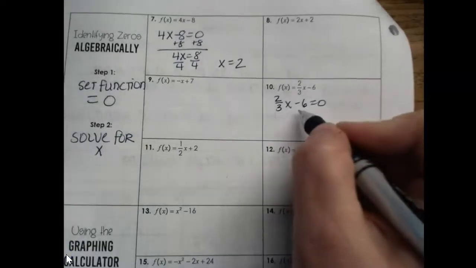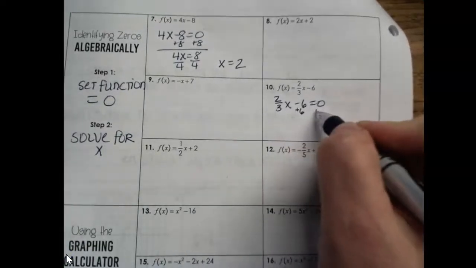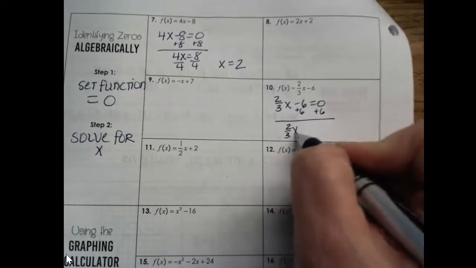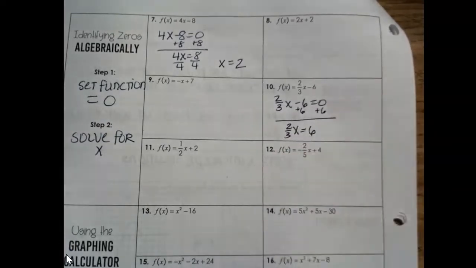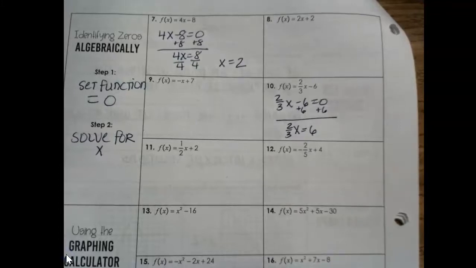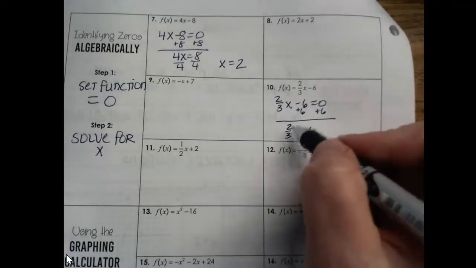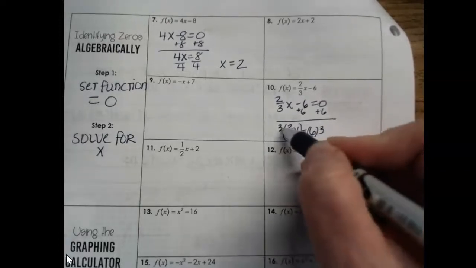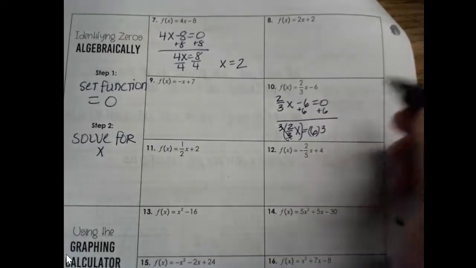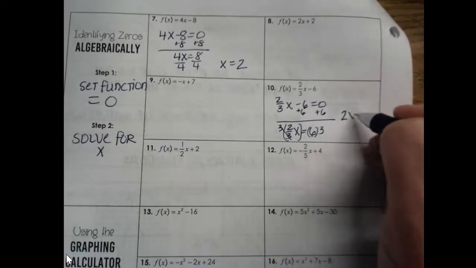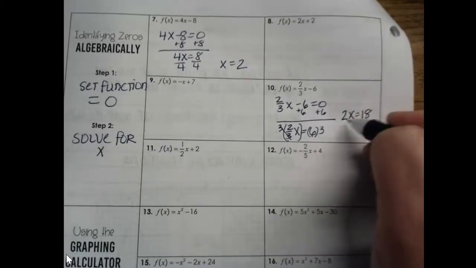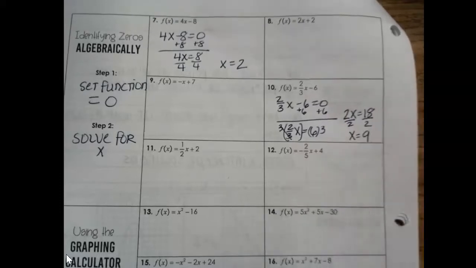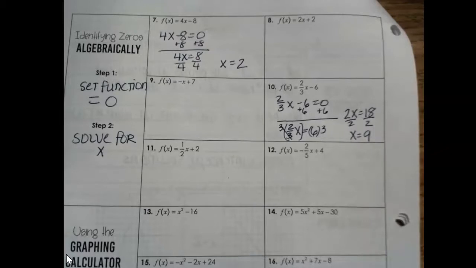All right, so to start solving, add 6 to both sides. We have 2/3 x equals 6. From here, there's a couple different ways to solve this, but I don't like that 3 down here. I'm going to multiply both sides by 3. The 3's cancel to a 1 there, so I have 2x equals 18. So my final answer is x equals 9.